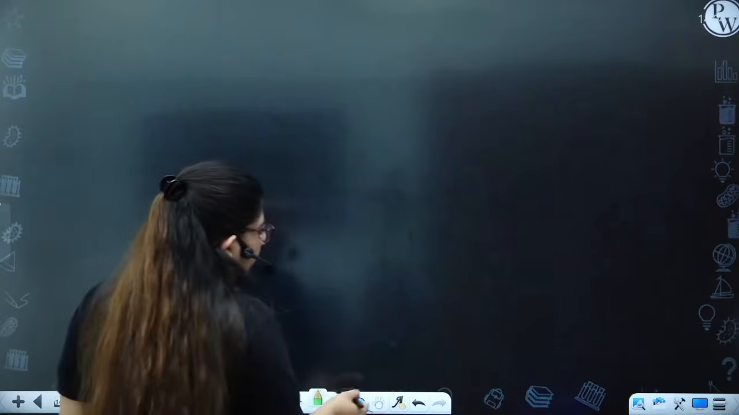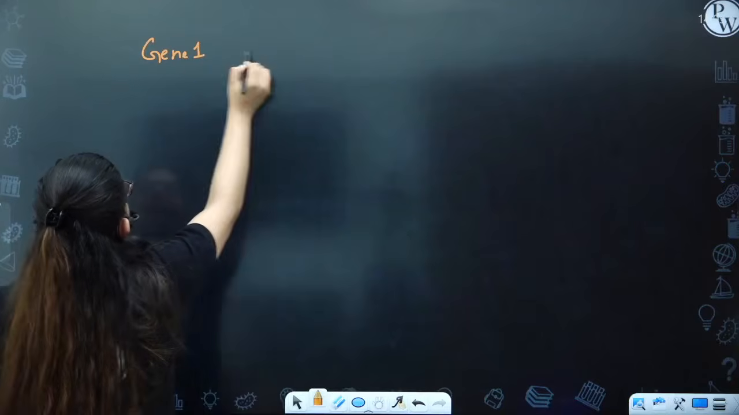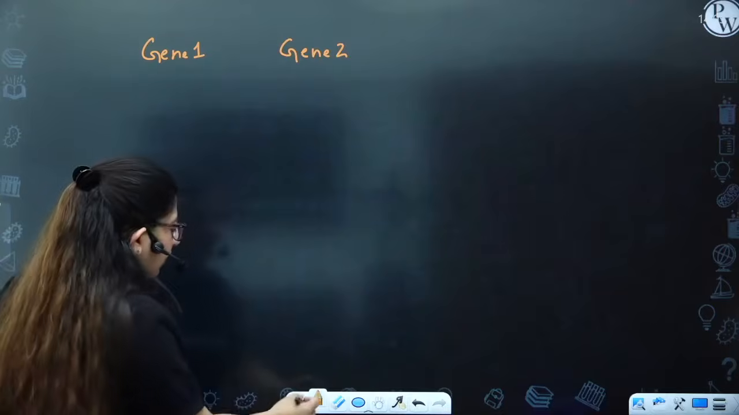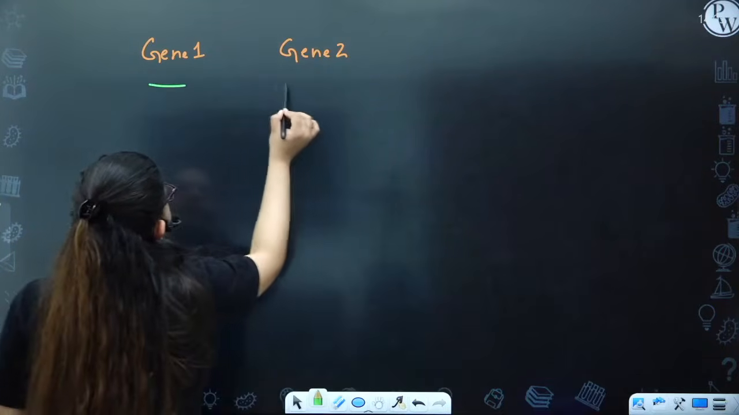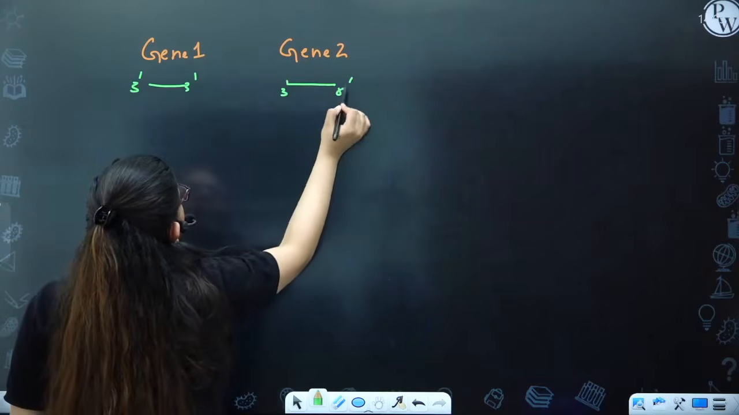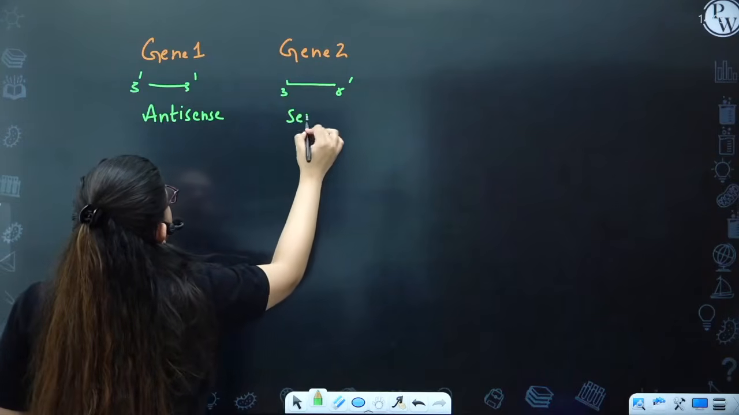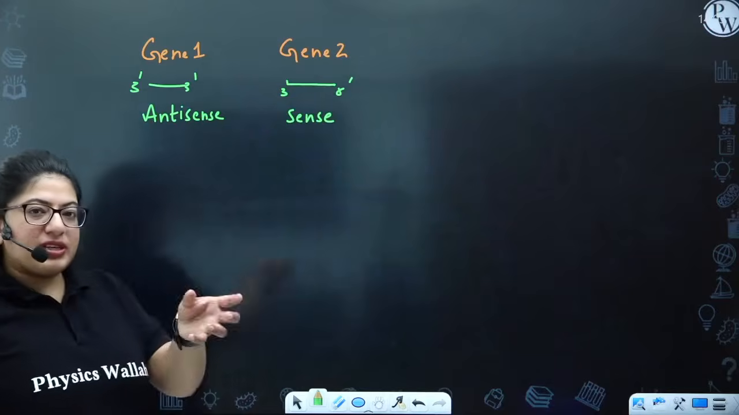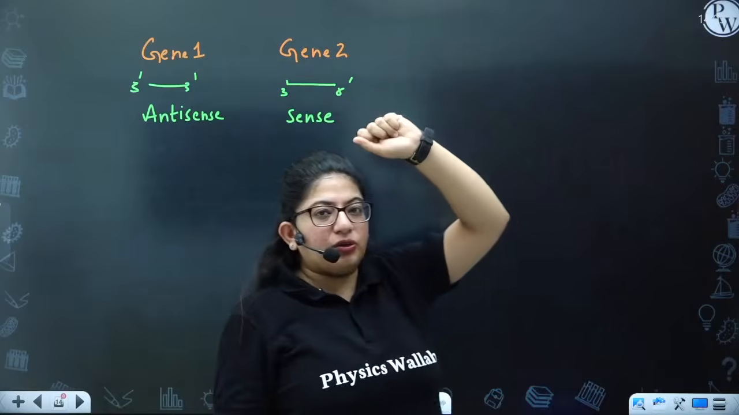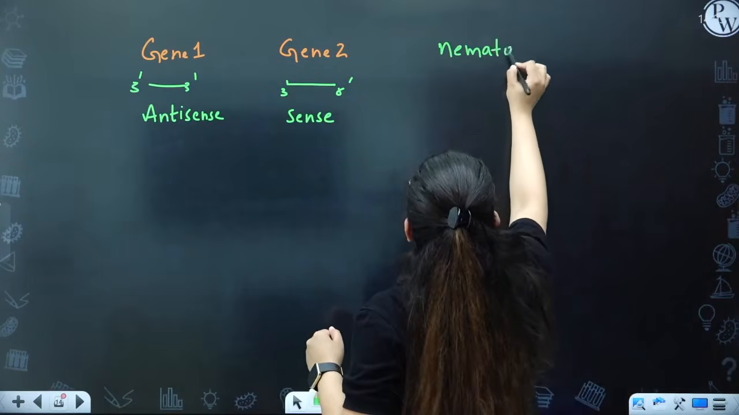Okay, so now what we did, we added gene 1 and gene 2 in our tobacco plant. We added two genes because we are genetically modifying it. This gene will produce RNAs. Okay, it will produce RNA 5 prime to 3 prime. Again, this is 3 prime to 5 prime. So one is antisense, another is sense strand. Okay, it will produce both sense and antisense RNA. So whatever genes we are adding into the plant, these are nematode specific genes.